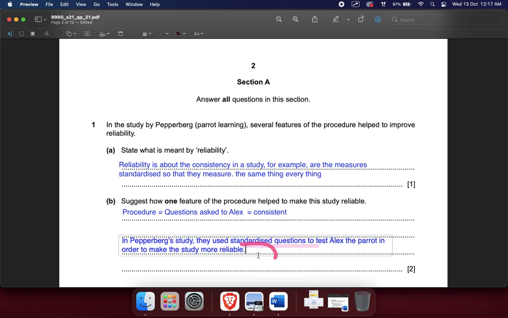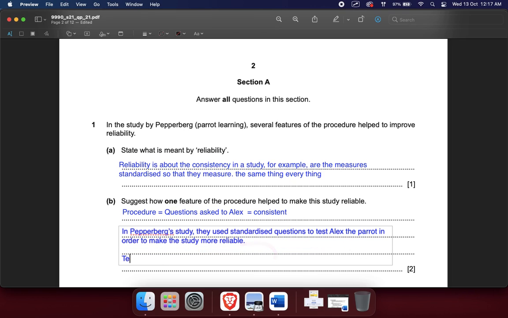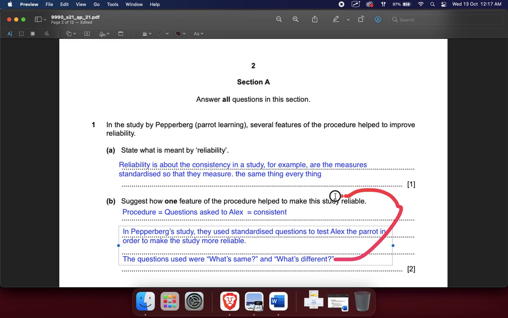Now I want to link it to the study. I would say the questions used were what's same and what's different. So these are the 2 questions that link it to the study. If you don't link it, you're not going to get the 2nd mark. So identify, link. 2 marks. 1 mark here, 1 mark here.